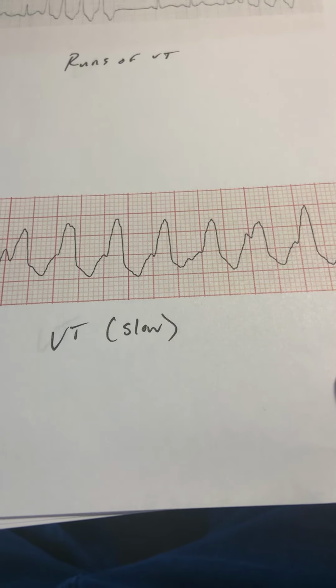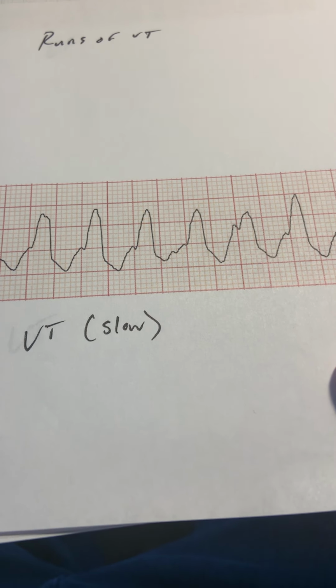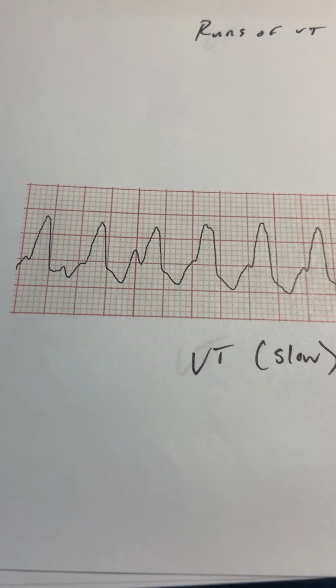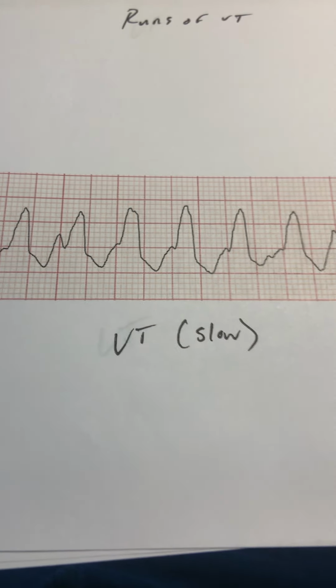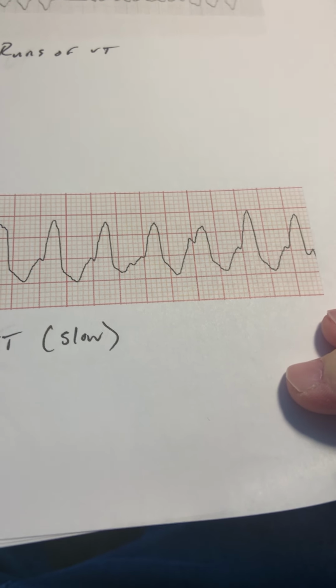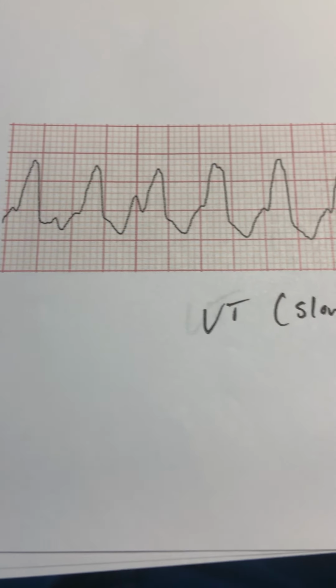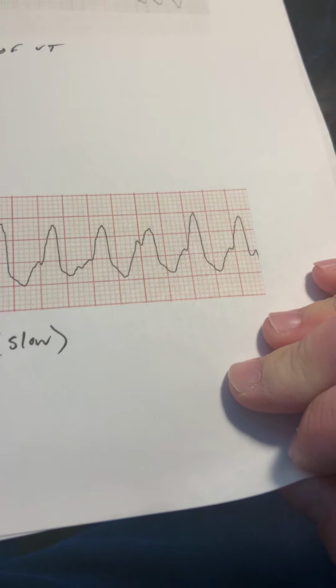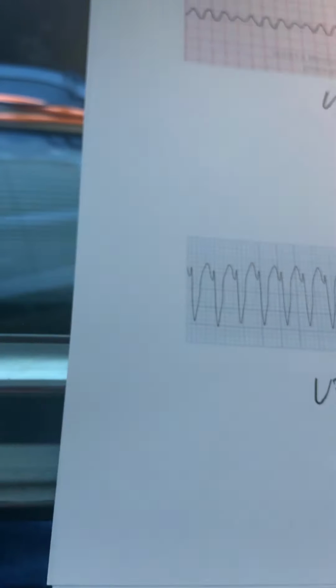It is just slower. Usually your VTs will run like in the 180s to 220 range. But you can see them as slow as 150, and I have seen them as slow as 150 before. Again, you're going to treat this all the same. This interpretation is not going to change your treatment at all. Okay.